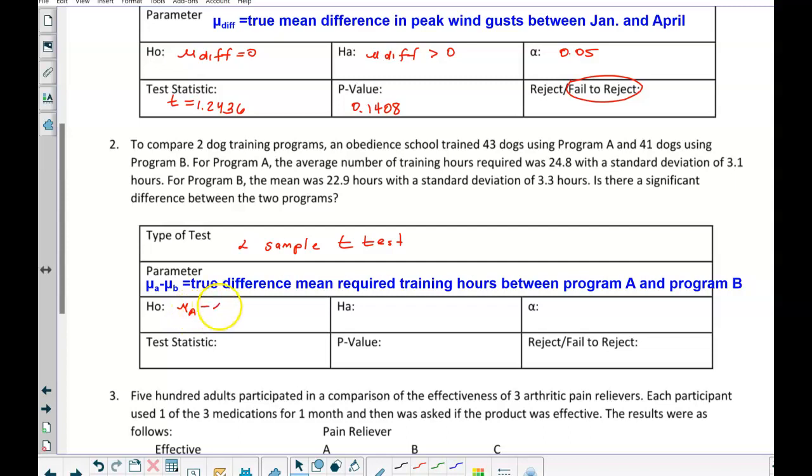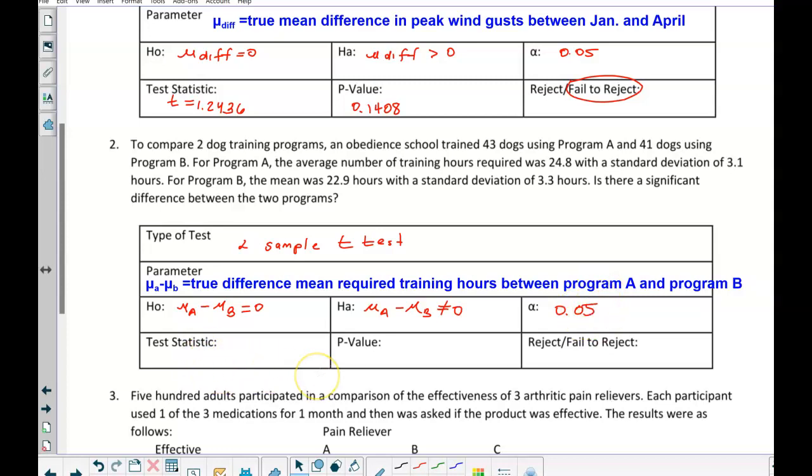So our null is we assume that there's no difference, that the two are equal. And the alternative, since they didn't provide us with a direction, we would do not equal 0. And so it would be a two-tailed test. When you have mu A minus mu B not equal to something, that means it's a two-tailed test. And again, I'm going to use 0.05.